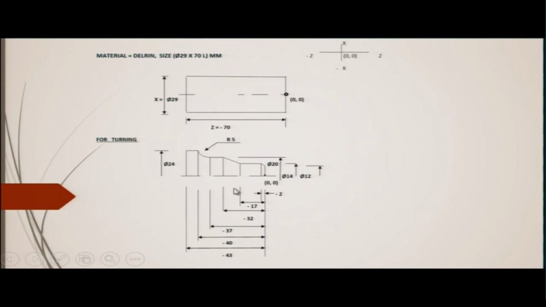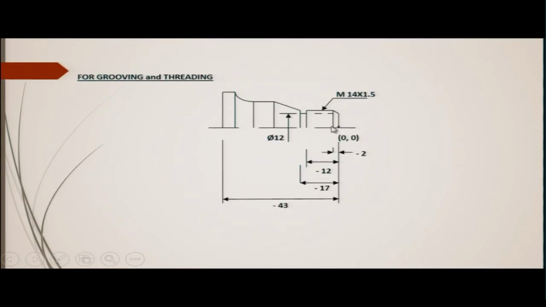Now, here we have the part that we have to generate. This is the part drawing, all right. Now, in this part drawing you can see that this is a part which will have the flat surface, which will have a semicircular profile, which will have a taper surface, and here there is a chamfer. Along with that we will also have a groove here and a thread.